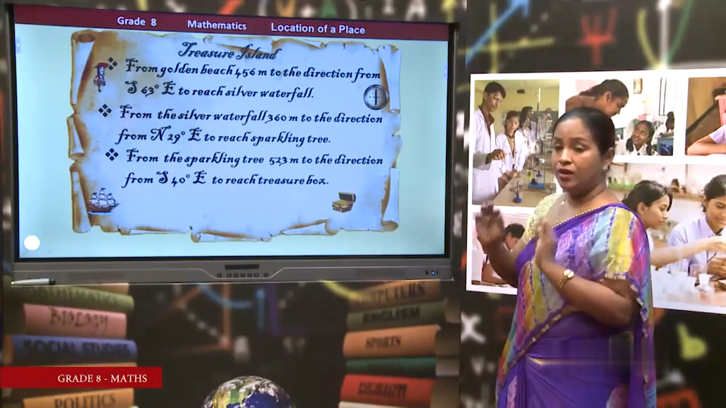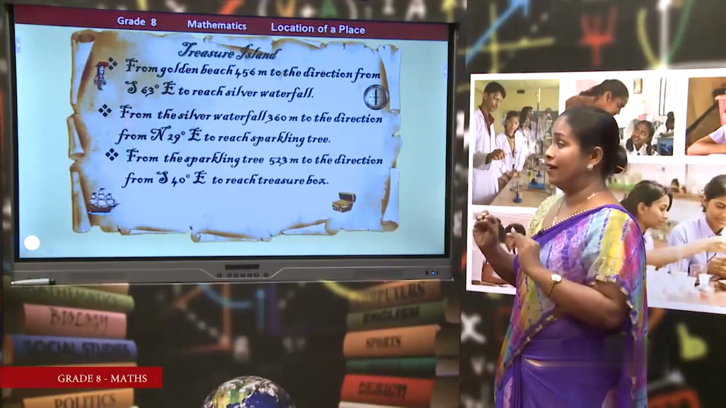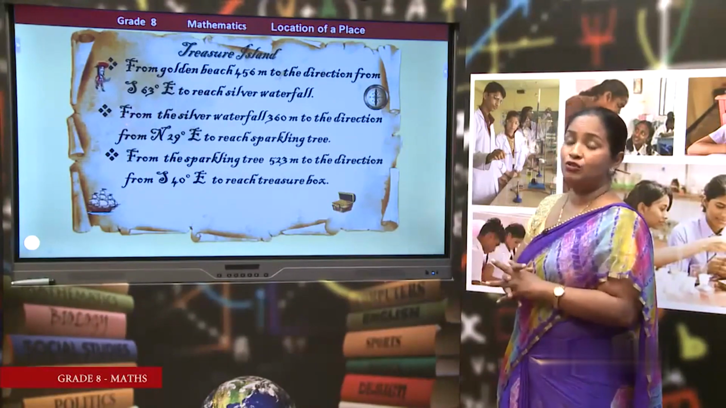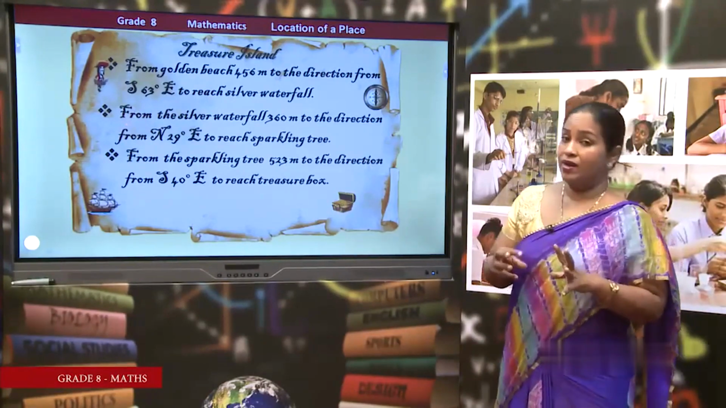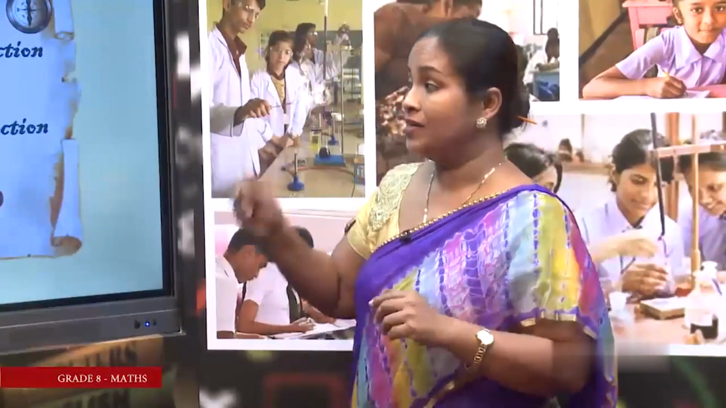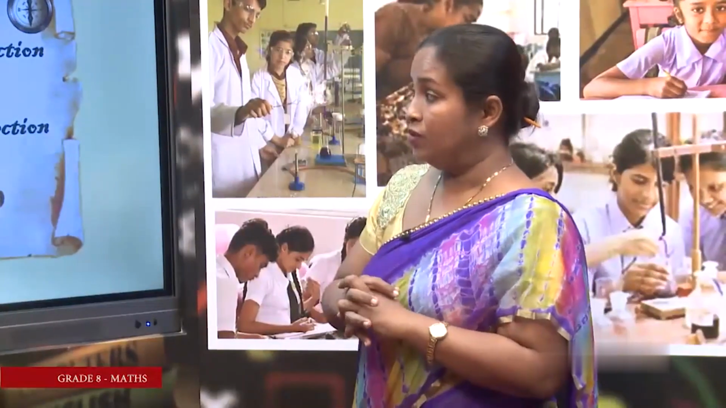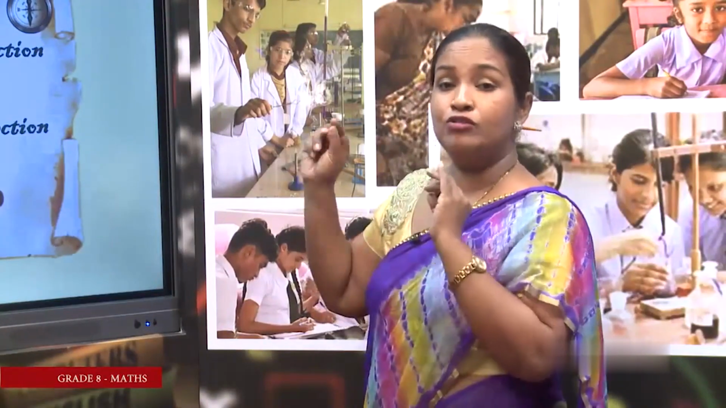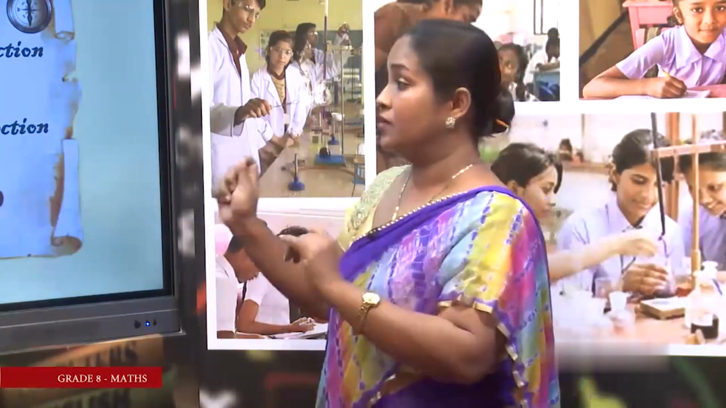So, make sure you follow the steps correctly and the direction should be very accurate. Otherwise, you can't find these things. Okay. So, be sure about the distance that you should walk or travel.